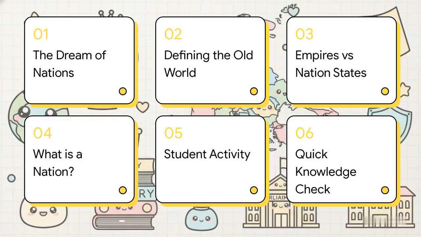Here's our roadmap for today's lesson. We'll start with the dream of nations, move into defining the old world, and compare empires versus nation-states. Then we'll ask, what is a nation? Jump into a student activity to create your own symbols, and finish up with a quick knowledge check.